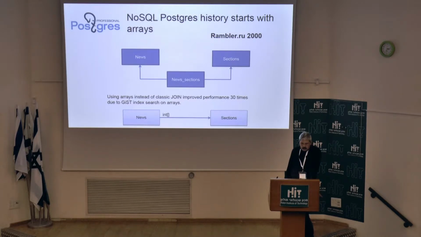It was done using GiST indexes created by Teodor Sigaev, and we got a performance gain of 30 times. It was really a great result. We were also impressed by that and understood that extending classical database features is probably one of the important Postgres advantages.